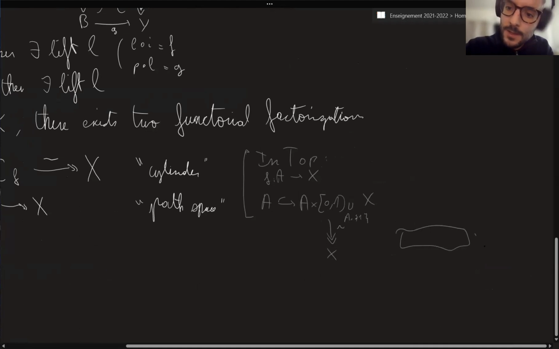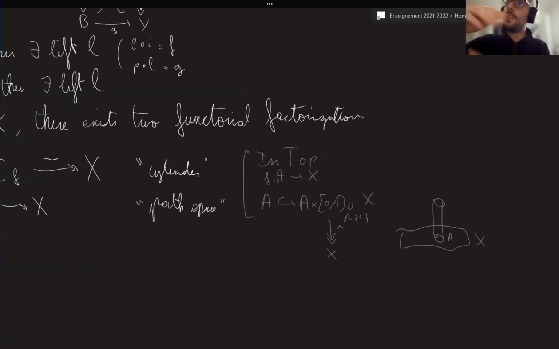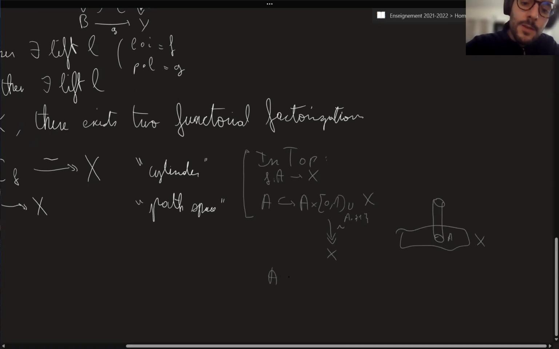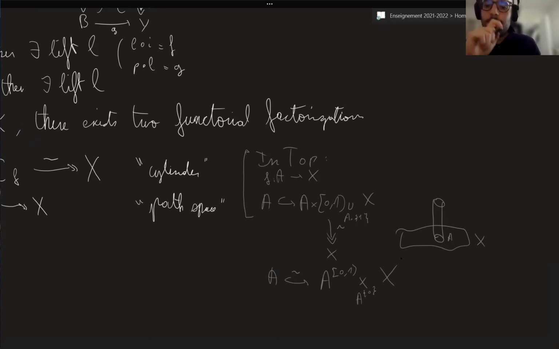Maybe if I draw a picture, this is X, this is A. You have glued a cylinder onto X, okay, along F. So if you contract this cylinder, this is a weak equivalence. Okay. So this should make you think about this axiom. And the other one is something like that, cross A. Okay, let me answer your question once I'm done writing that.